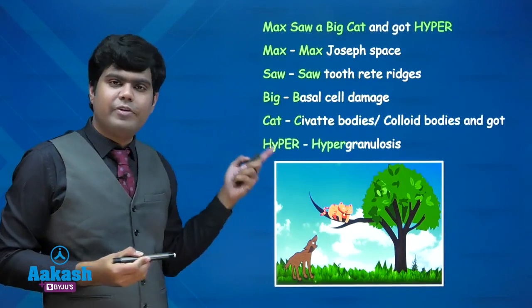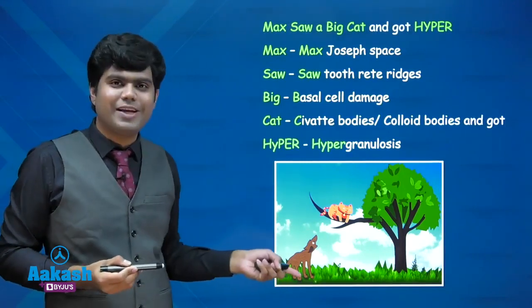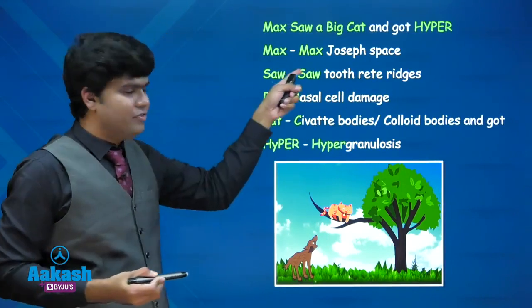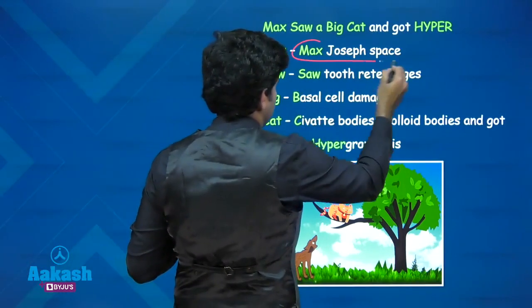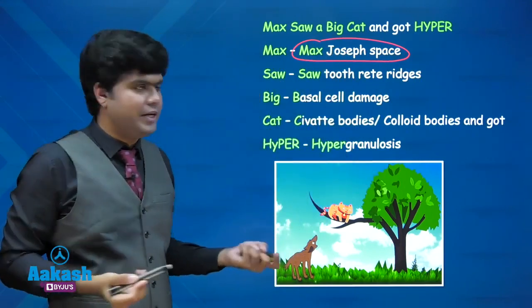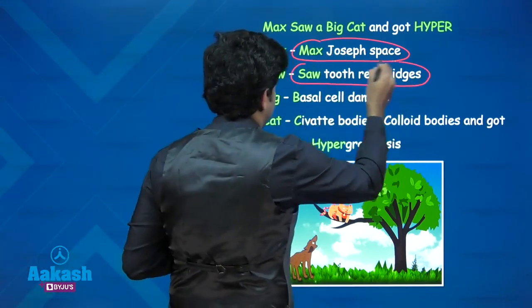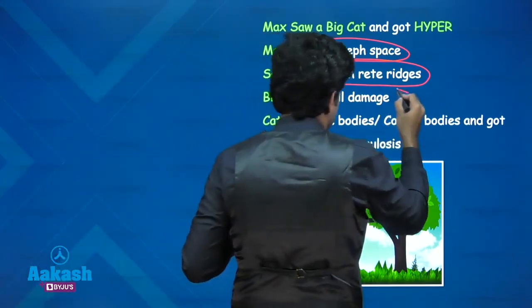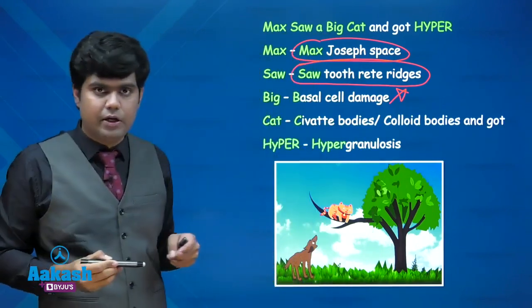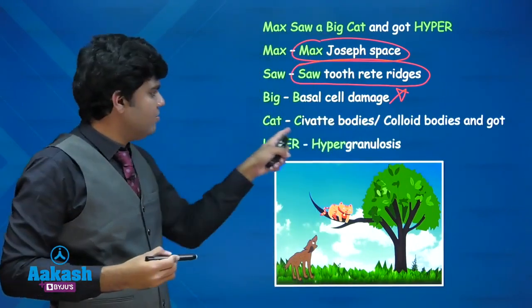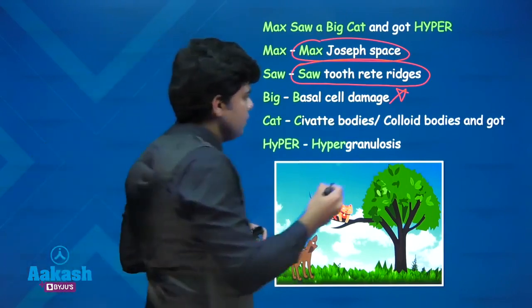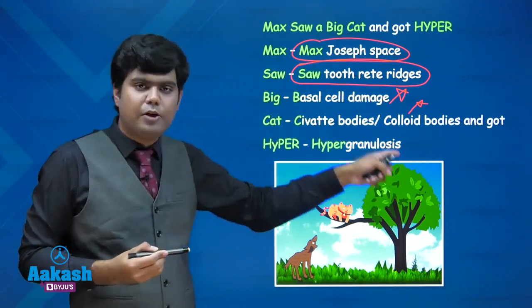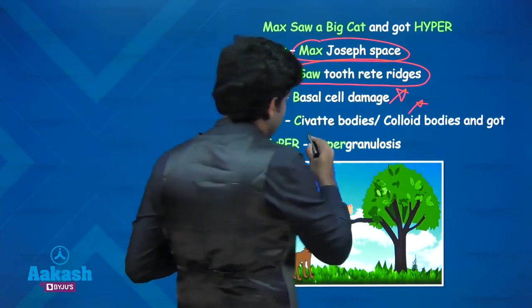So, a wonderful mnemonic. We have dog and cat this time. Max saw a big cat and got hyper. Max is your Max Joseph space. Saw is sawtooth rete. Then we have big for basal cell damage. That is a very important finding in lichen planus. The lymphocytes attack the keratinocytes in the basal layer, that leads to basal cell damage. Cat is Civatte bodies or colloid bodies, eponym. Very important. Hyper, why? Because hypergranulosis, not hypo. Hypo is seen in psoriasis.